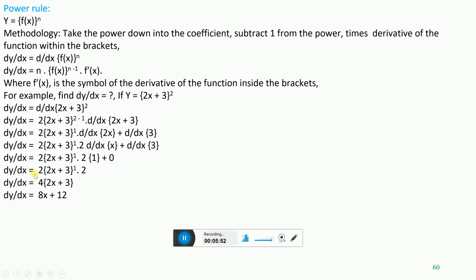Now dy over dx is equal to (2x + 3) raised to the power 1 multiplied by 2, and dy over dx is equal to 2 multiplied by 2, which is 4 into (2x + 3). Now we will multiply this 4 inside the bracket. So dy over dx is equal to 4 times 2x, 8x, plus 4 times 3, 12. This is the derivative of the given function.